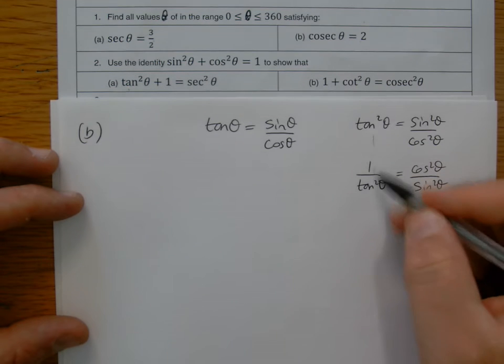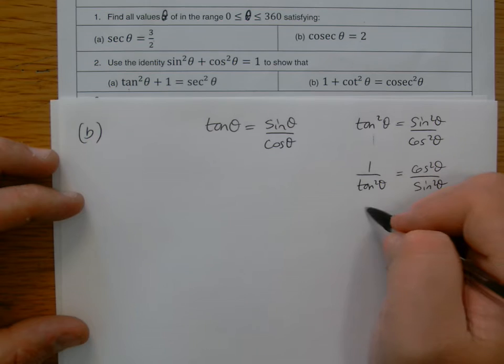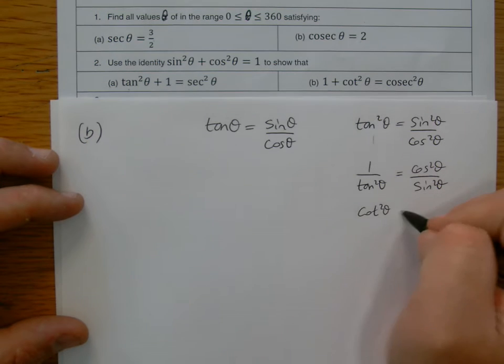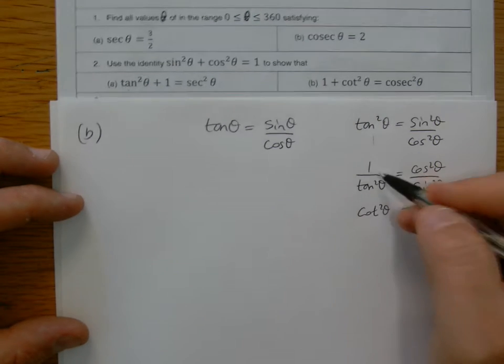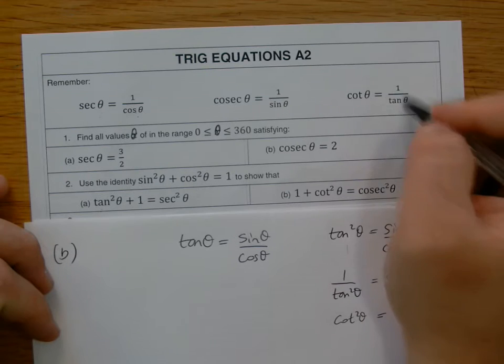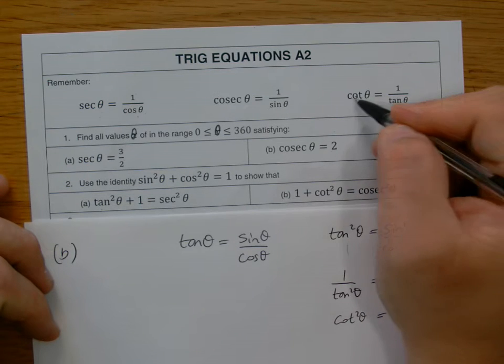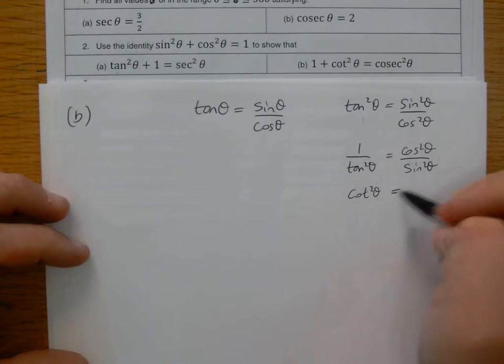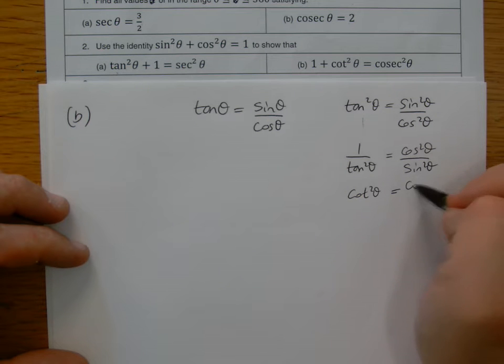So remember what this actually is. 1 over tan squared is cot squared, because 1 over tan, if you remember, is cot. So 1 over tan squared will be cot squared. So cot squared then will be equal to this.